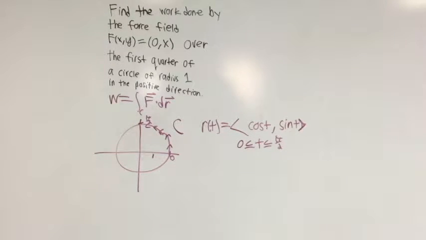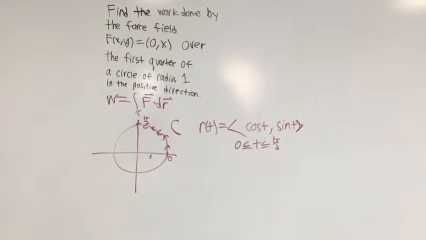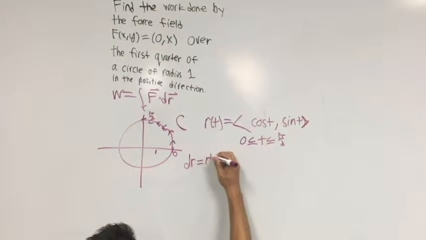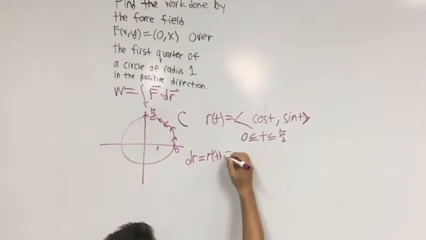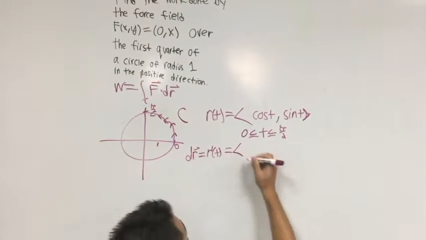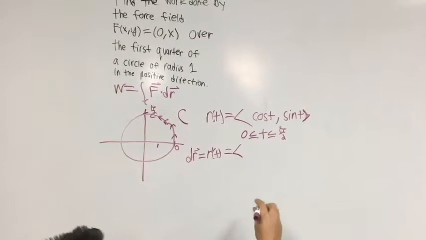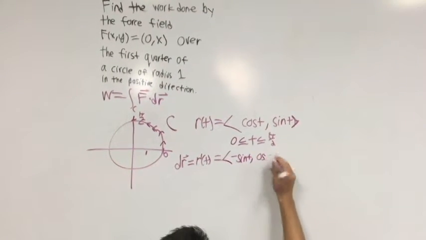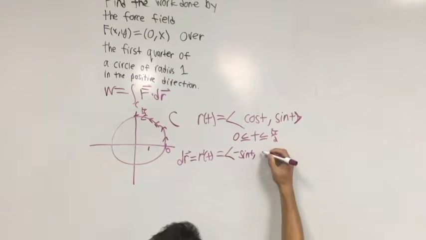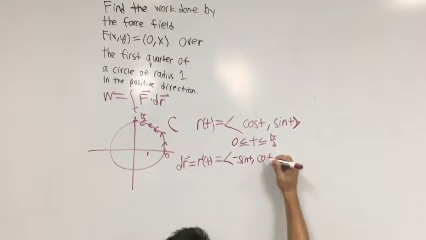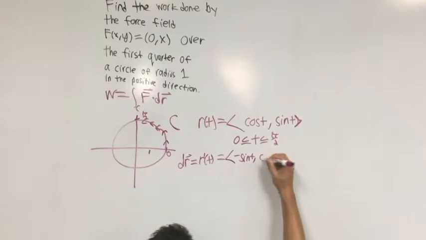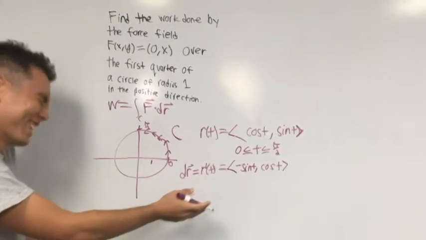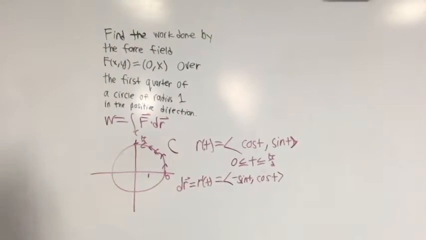So next, we're going to want to find dr. Now dr is the same as r prime of t, which equals, we just take the derivative of r of t. So that's going to be negative sine of t, cosine of t. All right, that is r of t, r prime of t.